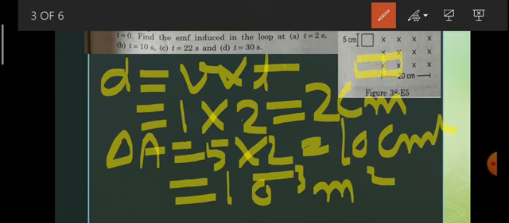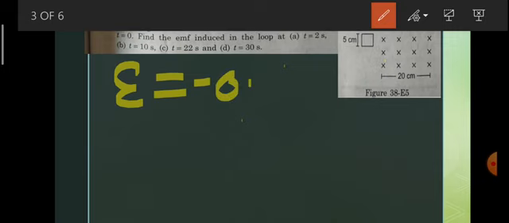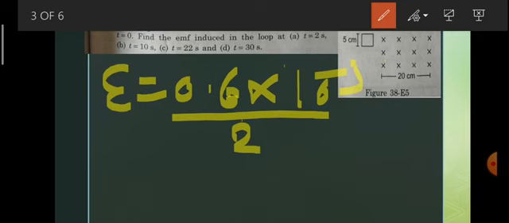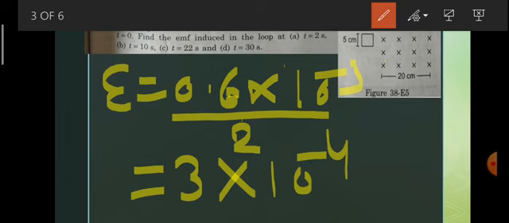Now EMF in this case is given by, as we have done in the previous case, minus B dA over dt. Here B is 0.6 and dA is 10 raised to power minus 3 upon t. T is 2 seconds. On solving this, EMF is 3 into 10 raised to power minus 4 volt.